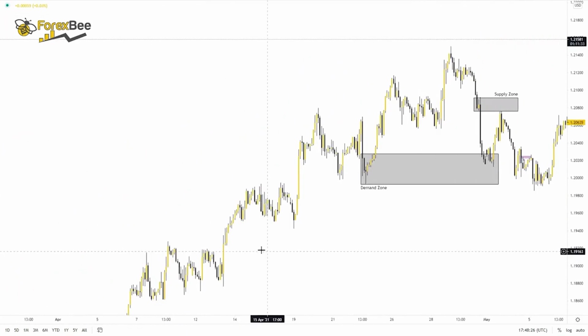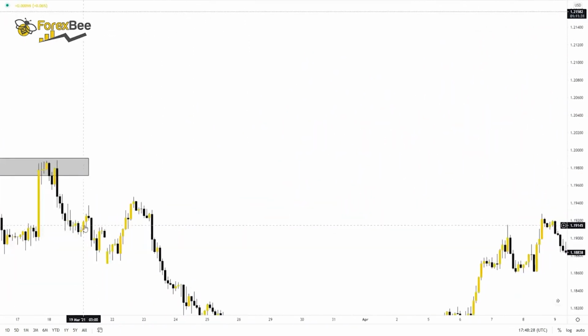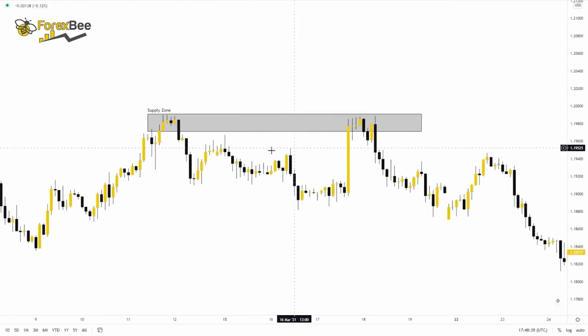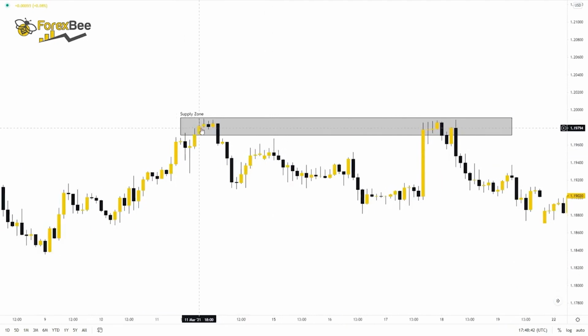Let me go here to show you another example. Here you can see there's again a supply zone created, because there is a big candle, this one. Let me zoom in a little bit. Here there's a big candle, then here there's another big candle, and these two big candles are sandwiching these three base candles. So there's a supply zone created. And here again there's one big candle, and another big candle, and these two big candles are sandwiching these small candles. So this is another supply zone.